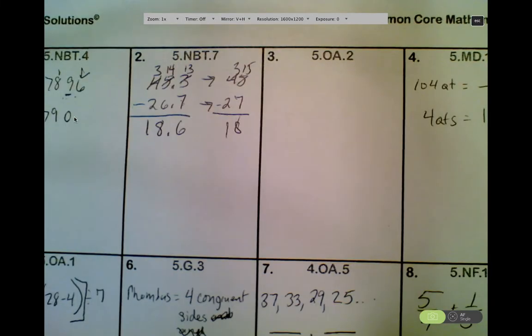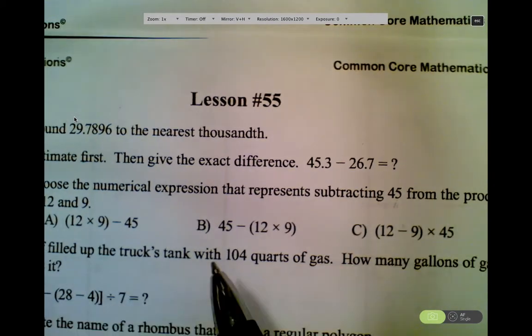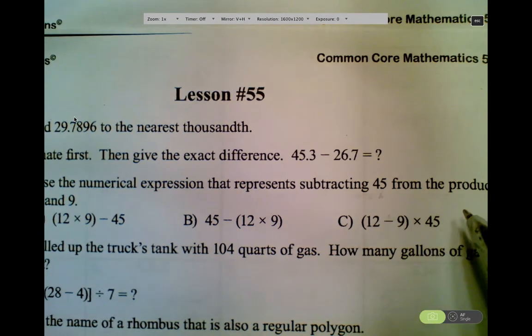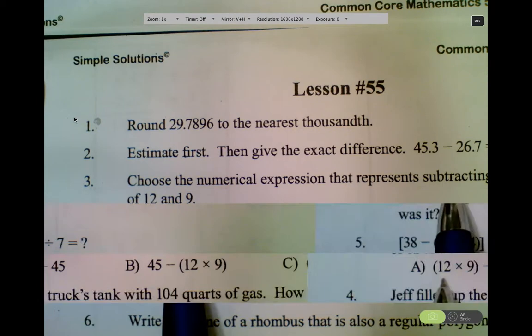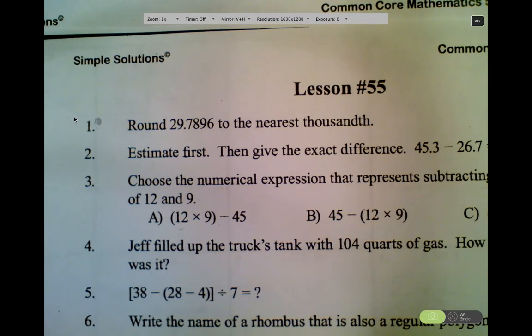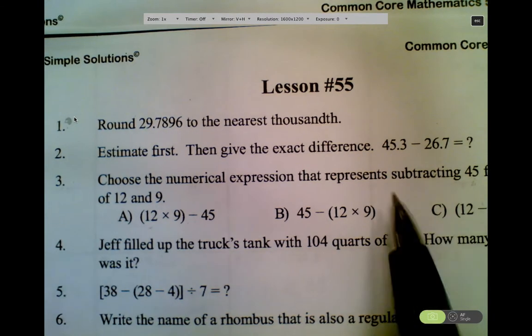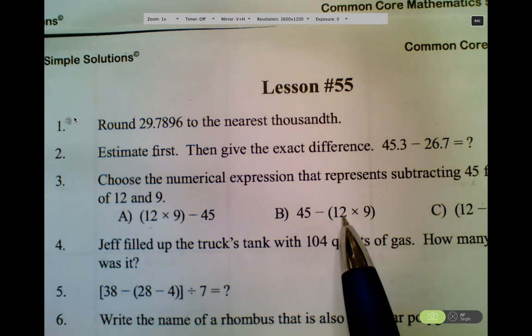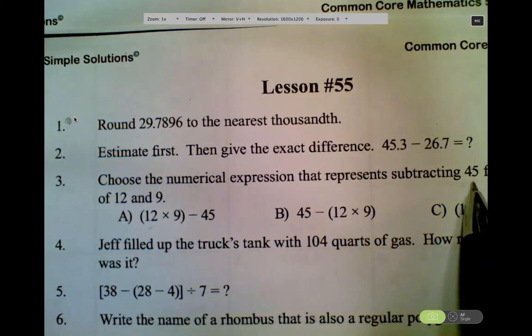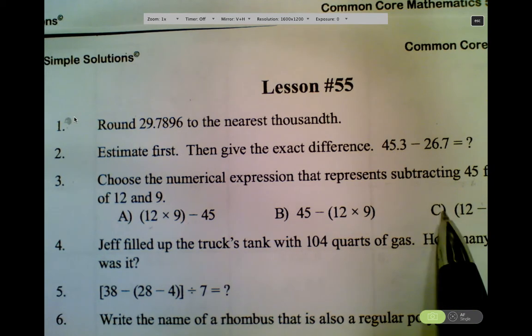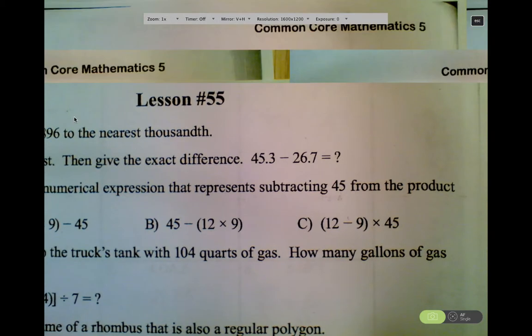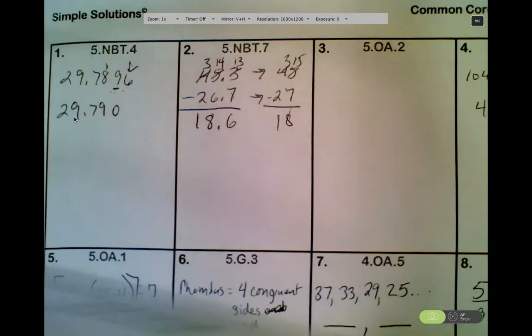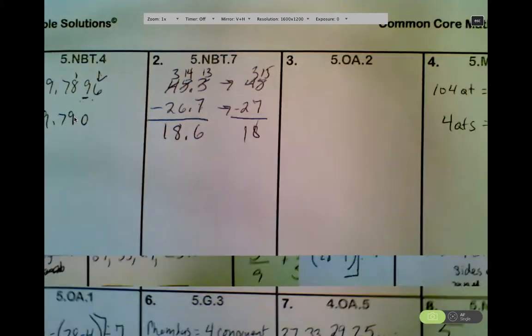Number 3, choose a numerical expression that represents subtracting 45 from the product of 12 and 9. That means I have to find the product first and then subtract 45. 12 times 9, then minus 45. That's good, but we'll check everything else still. This says 45 minus the product. That's not correct because we're subtracting 45 from the product. And letter C is subtracting then multiplying, so that's not correct. So our answer in this case is number 3A.